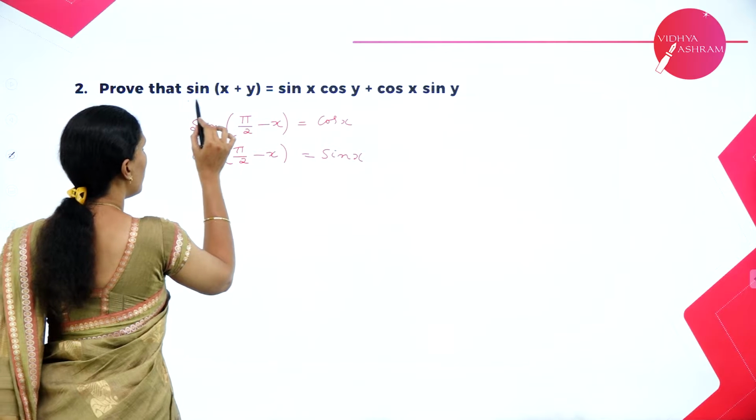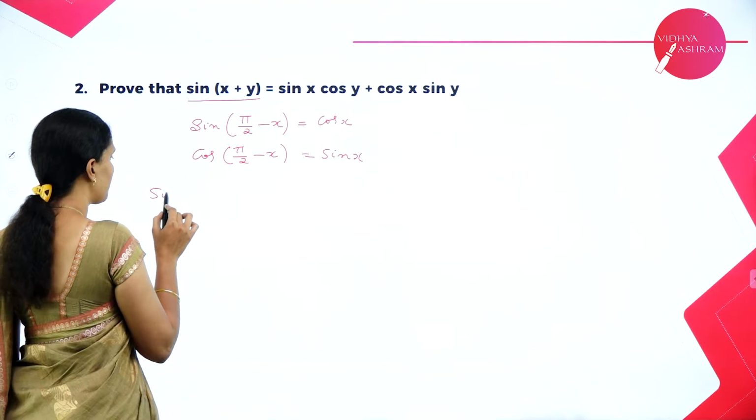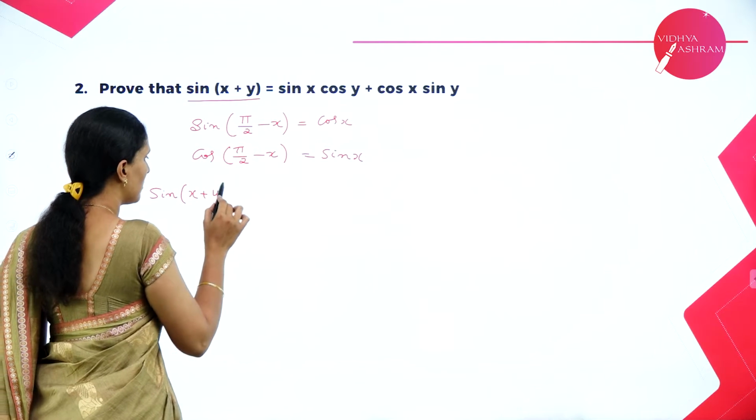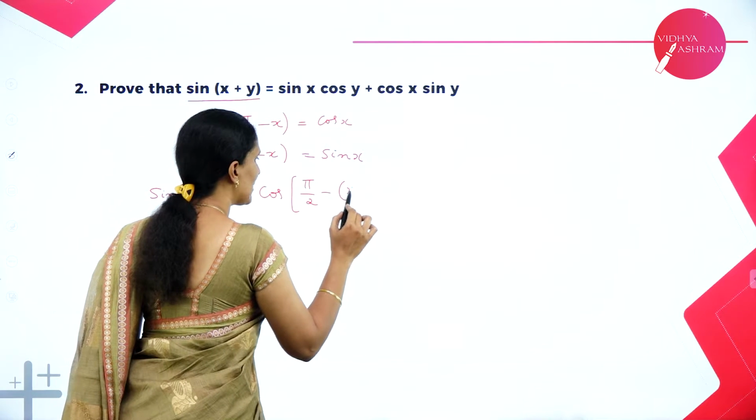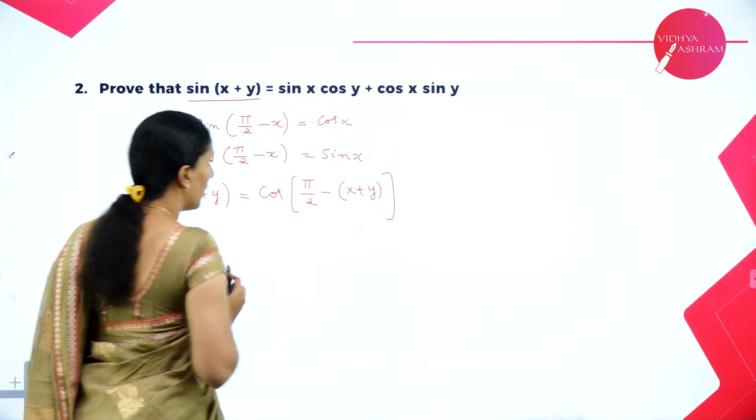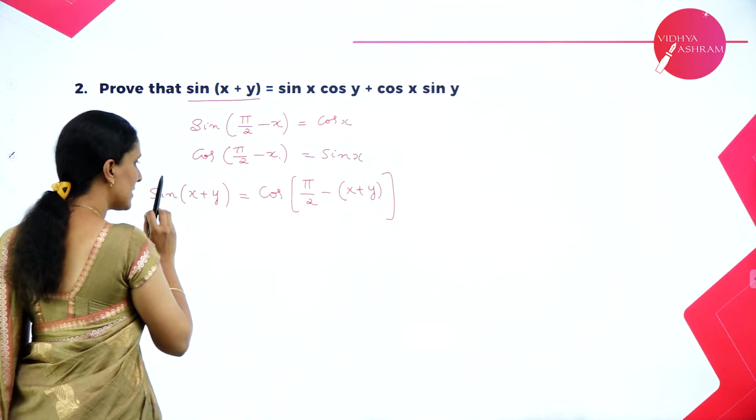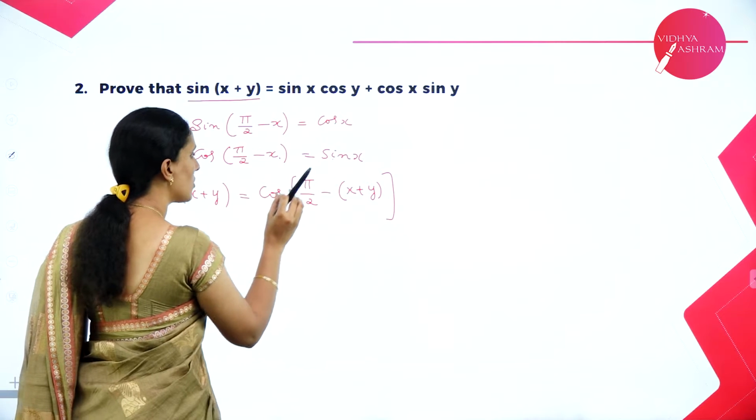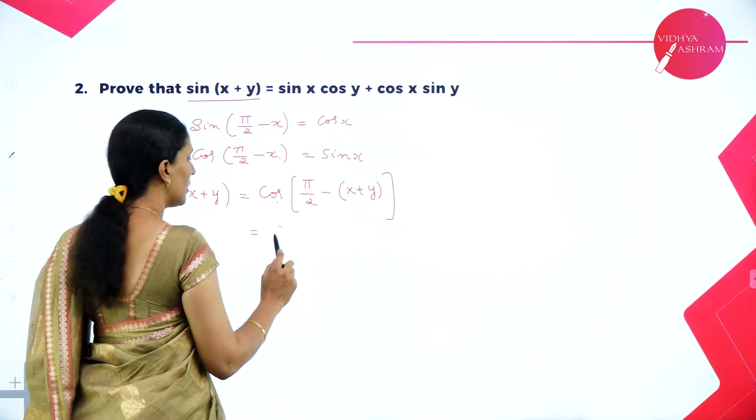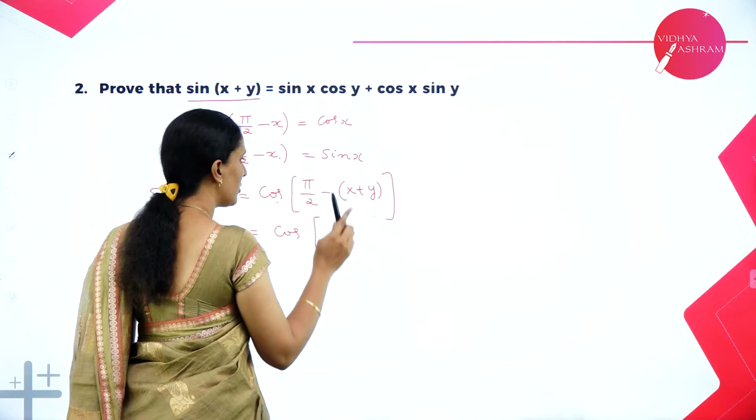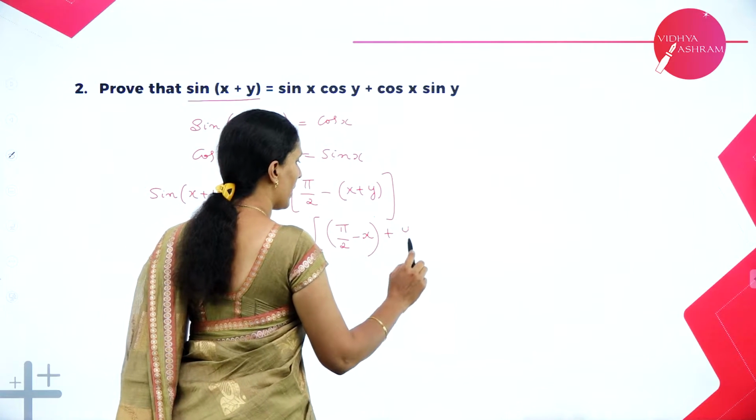So here I need the formula of sin(x plus y). So let me express sin(x plus y) as cos(pi by 2 minus (x plus y)). Because cos(pi by 2 minus x) is sin x, hence sin(x plus y) can be written as cos(pi by 2 minus (x plus y)). Now here cos, I'll rearrange the term here, (pi by 2 minus x) minus y.